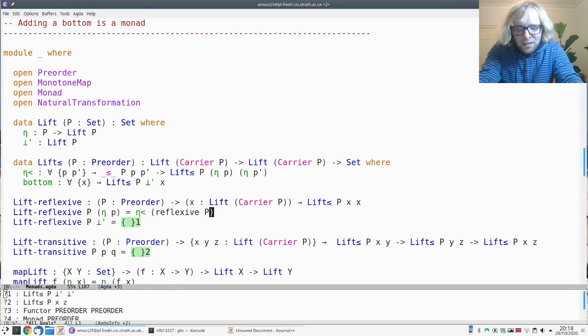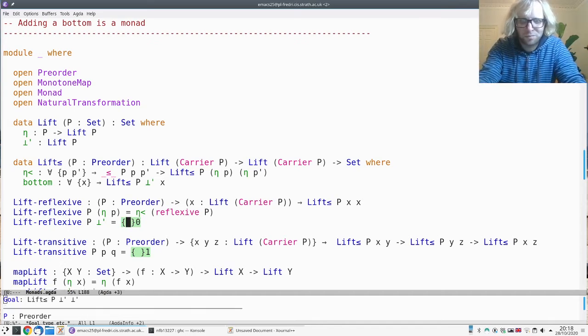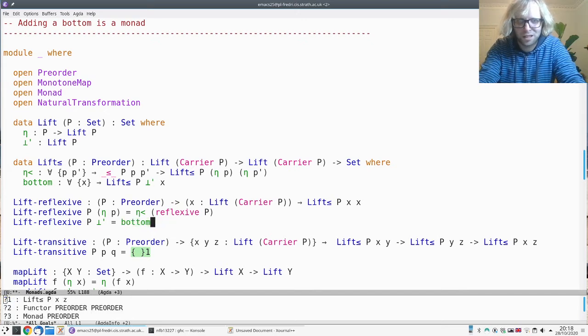So it's implicit. Right. And for bottom, I need to show that bottom is smaller than bottom, but I know that bottom is smaller than everything, including itself, so that's fine.